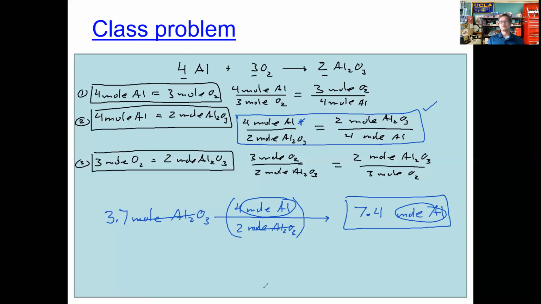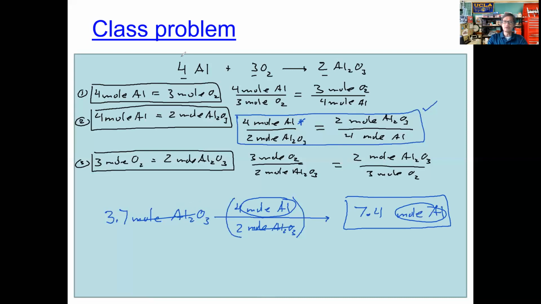Doing these problems, folks, ends up being very simple. Now, again, did you have to write out all 6 to come up with this? No. What you do is you see that this is what you start out with. You start out with aluminum oxide. This is the given. They want you to find aluminum.